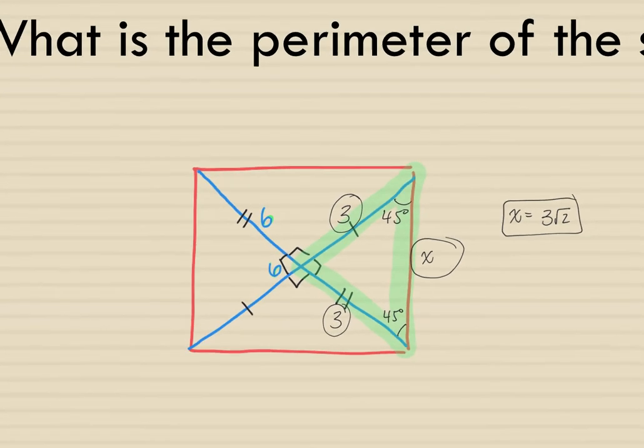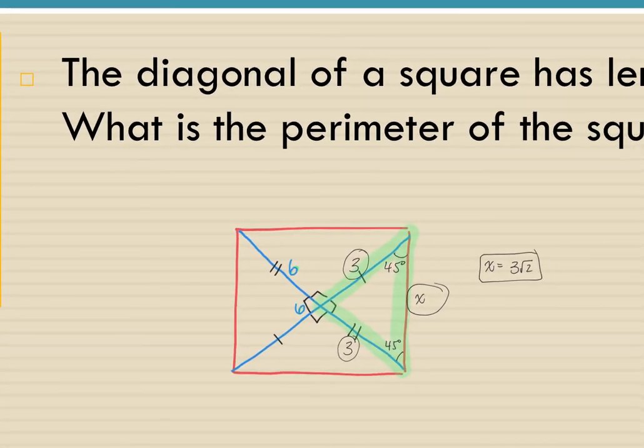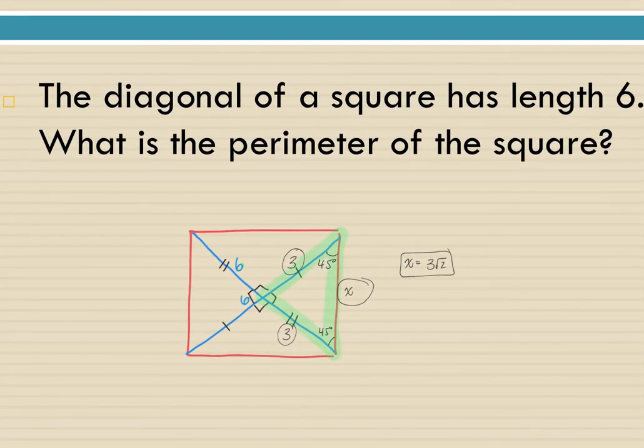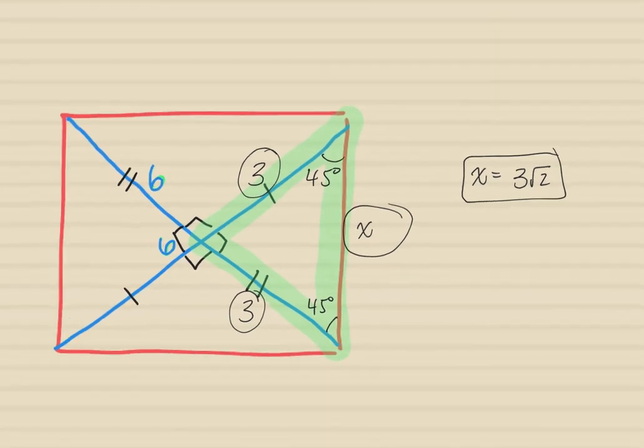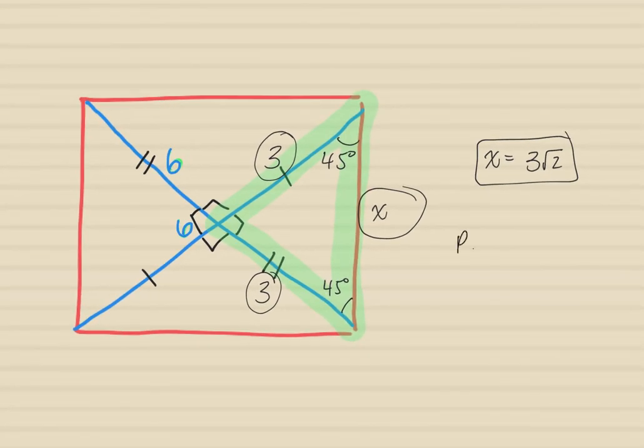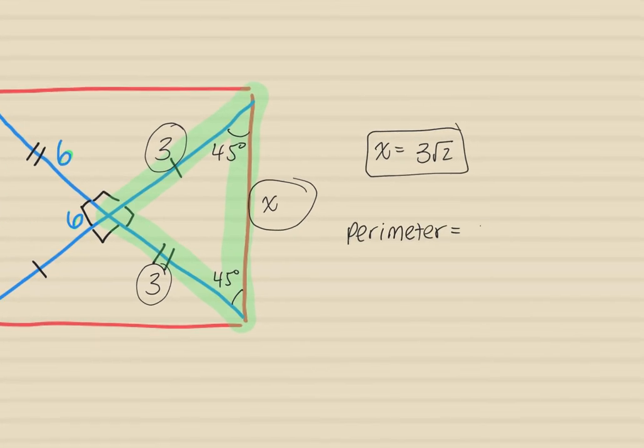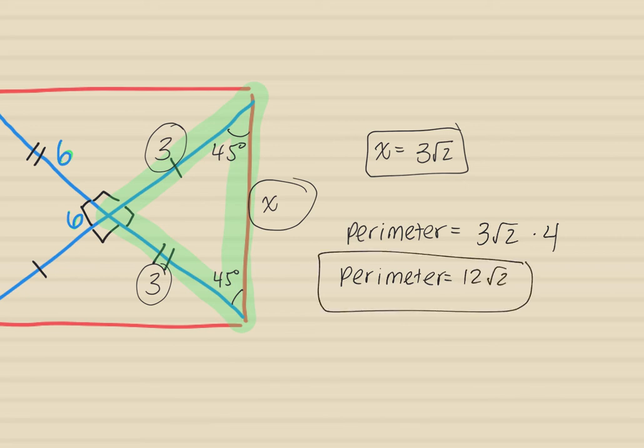But what was our question asking for us, Vinny? What the perimeter was. How do we find the perimeter if we know one side of a square? You just multiply it by 4. Very good. So we take 3 root 2, and we multiply it by 4. Because there's 4 sides, all those sides are equal. We get perimeter equals 12 square root of 2. Boom, bada bing, we're done.